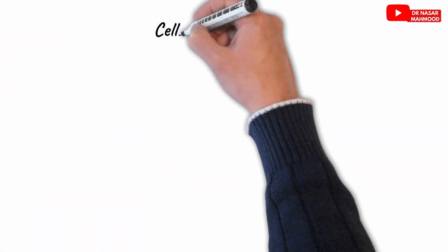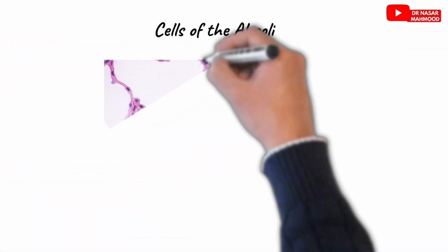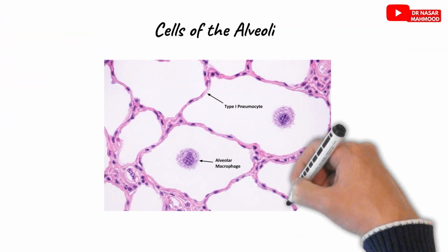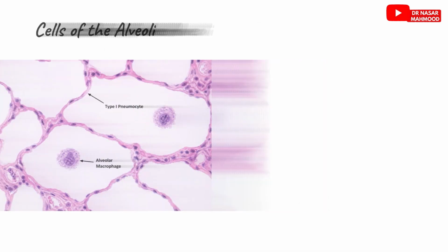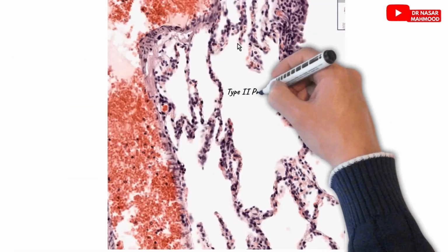Now, the alveolar walls contain several important cell types. They contain type 1 pneumocytes. These are thin flattened cells that form most of the alveolar wall and allow gases to diffuse between air and blood. You've got the type 2 pneumocytes.